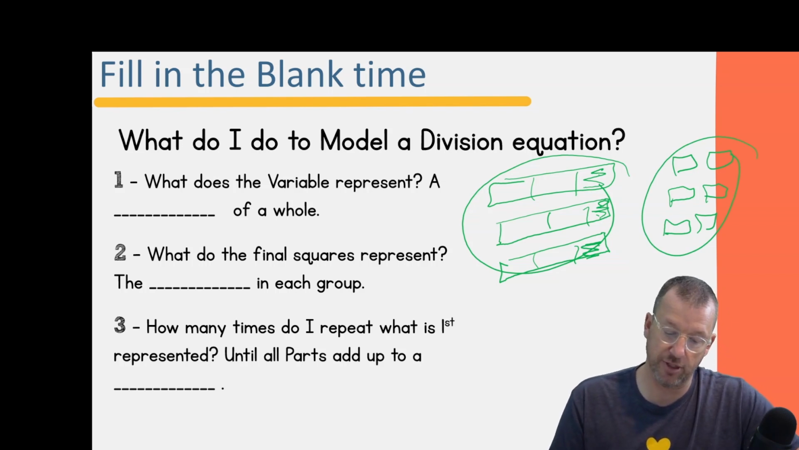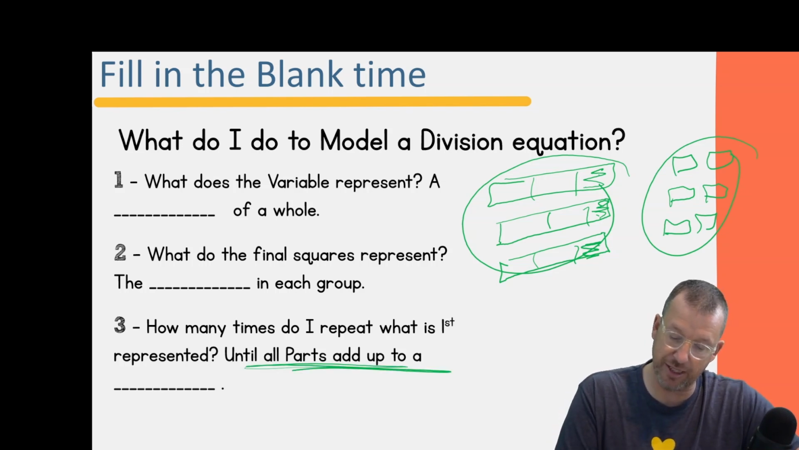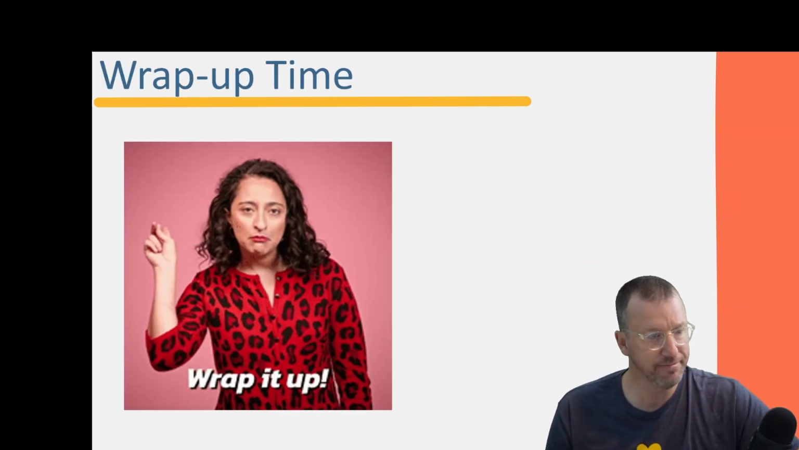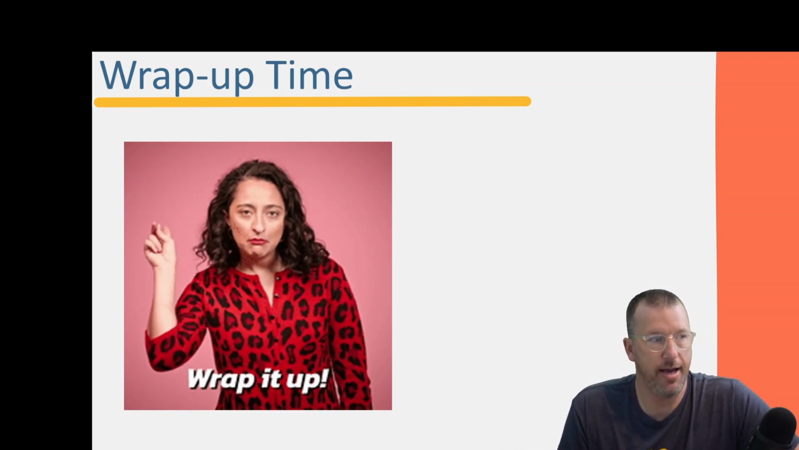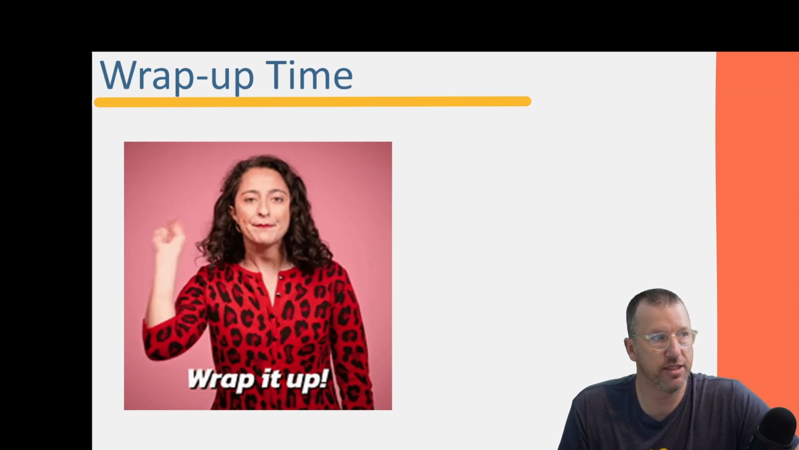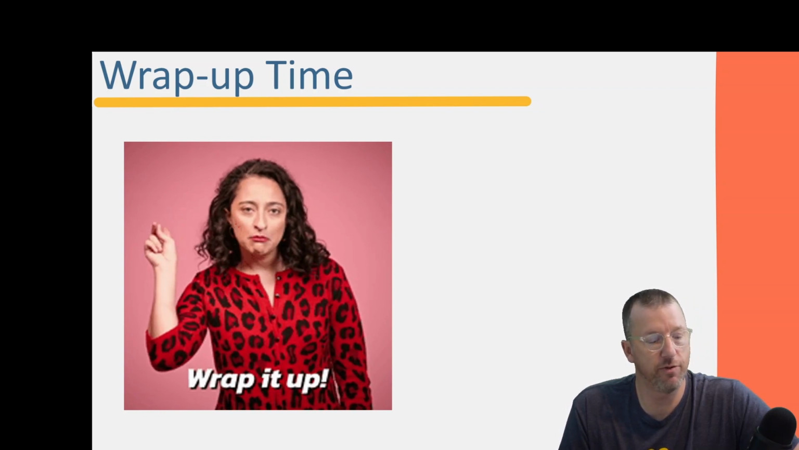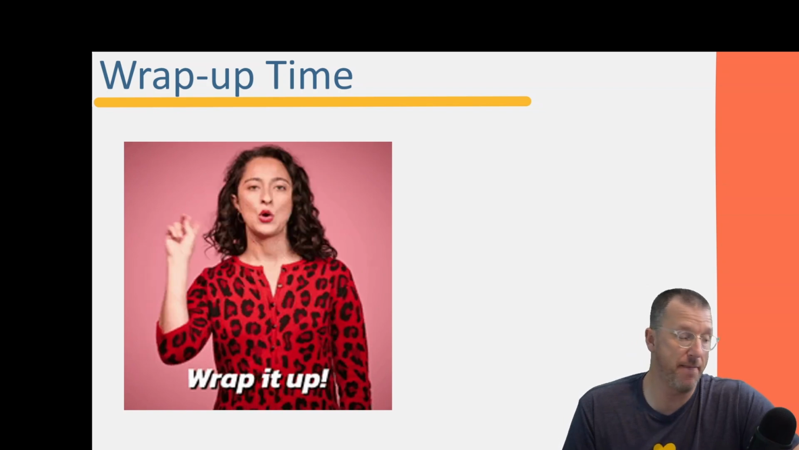Okay? So what does a variable represent? Part of a whole. What do the final squares represent? The number in each group. And how many times do I do it? Until all parts add up to a whole. Okay, so I think you're just going to play with this a little bit, try to figure out if you can see how equations are balanced using a balance. And you're going to get a pretty solid understanding of one-step equations before we dive into how to do it without modeling, okay?